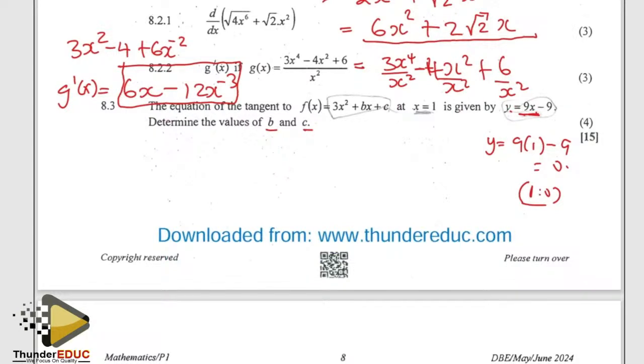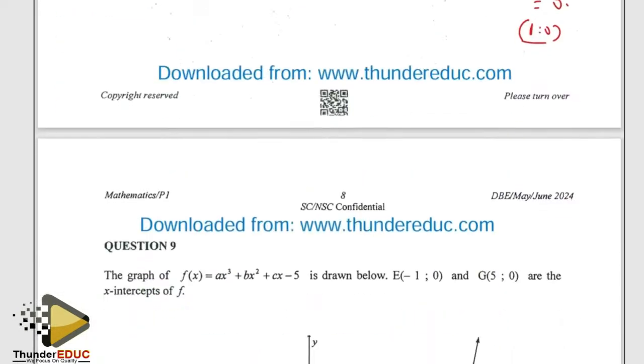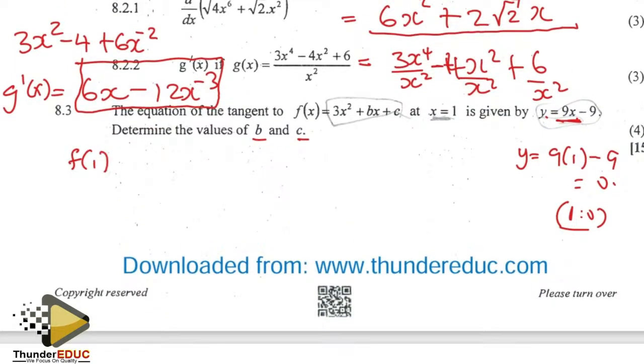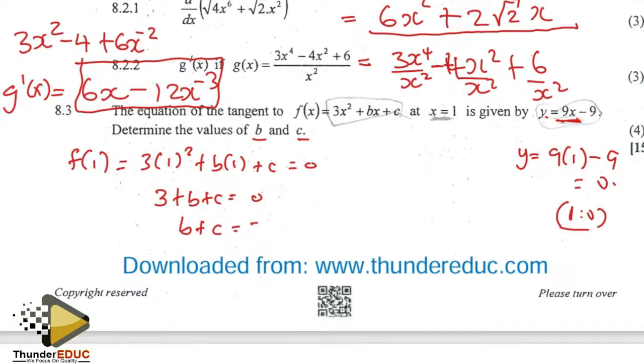Okay, what is my f of 1? F of 1. Let's see. So that's going to be 3 times 1 squared plus b times 1 plus c. This must give us a 0. Is that true? Yes, because we say the x and y will be the same at that point. So it's going to be 3 plus b plus c is a 0, which means b plus c must give us a negative 3. I'll call this equation number 1.